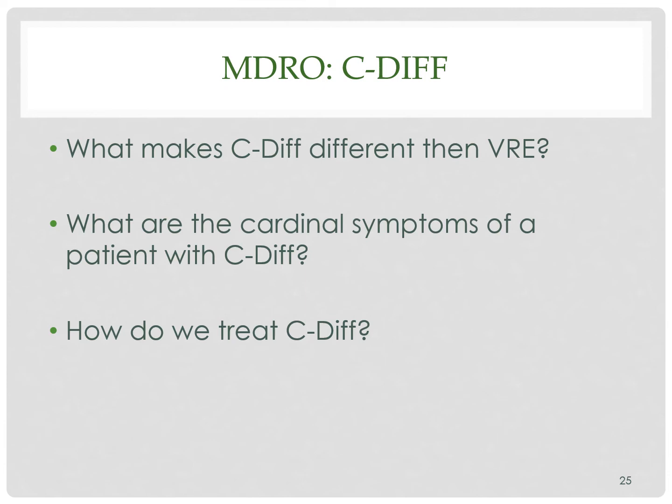The difference between C. diff and VRE as far as how we treat them, we need to make sure that we use hand soap and water. We cannot use alcohol-based hand sanitizer. C. diff will not die. We must clean everything with bleach for C. diff, and then we have to use soap and water for our own hands. This is the one where if you leave a C. diff room, you need to go to the sink and make sure you wash your hands. Soap and water.